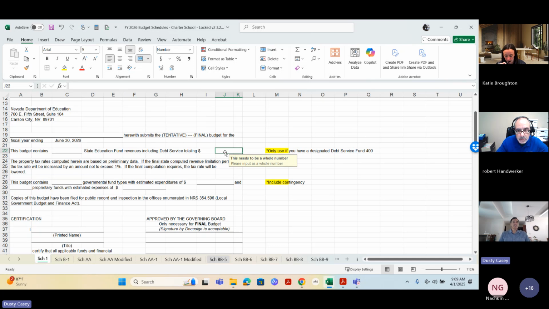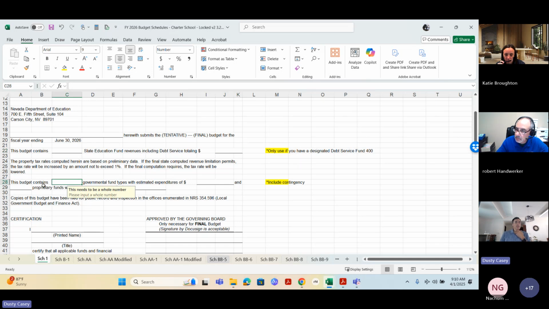So again, I want to be clear, this cell probably doesn't apply to most charter schools. If, however, you are a school that your board has approved opening a 400 fund for debt service, and you have that designated fund open, which would be an auditable fund in your 400s, and you have a designated revenue stream set aside to service your debt, maybe you have bonds or something like that, then that total revenue would go here. Otherwise, I don't think it applies to you. So again, total of your state funds here out of the PCFP, total of your debt service funds.